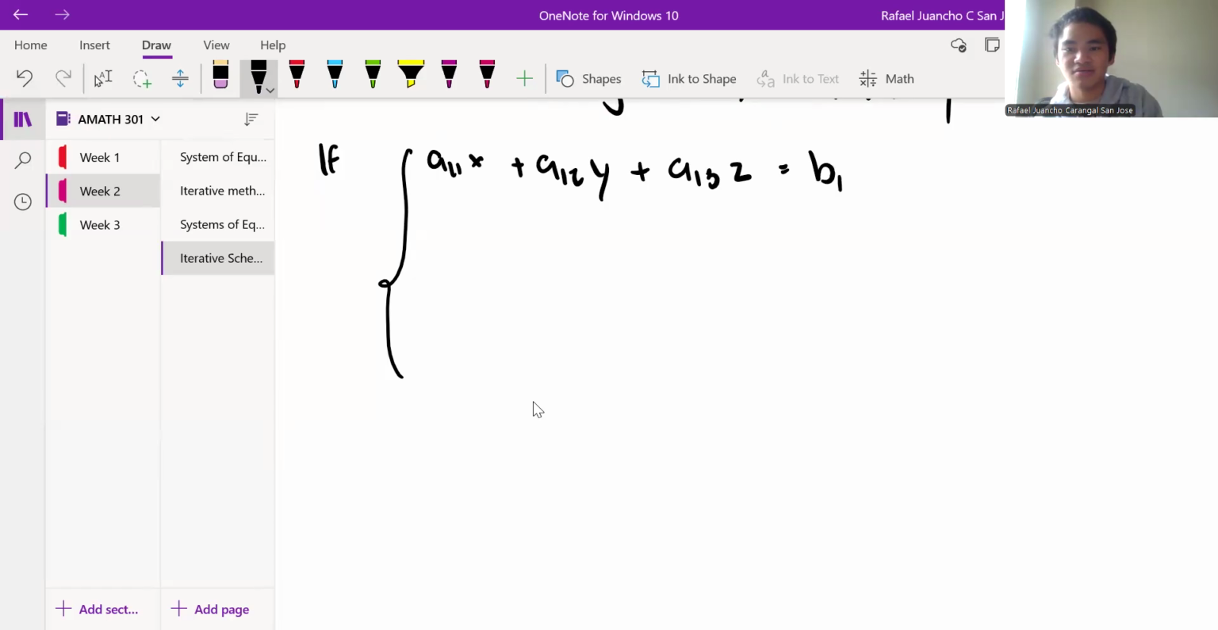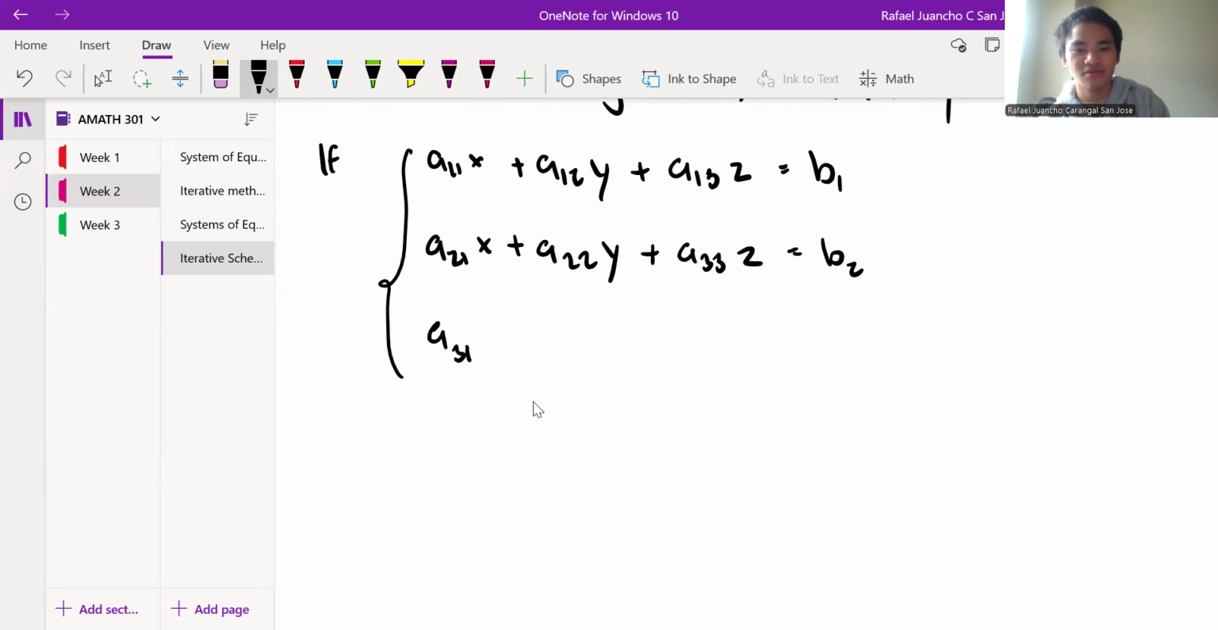I'll not write it like that. B1. So here we're just making it as general as we can. Well, technically it's still not yet general, but we'll get there. And a31 x, a32 y, a33 z. And this is what we call a linear system, but it goes all the way to 3.